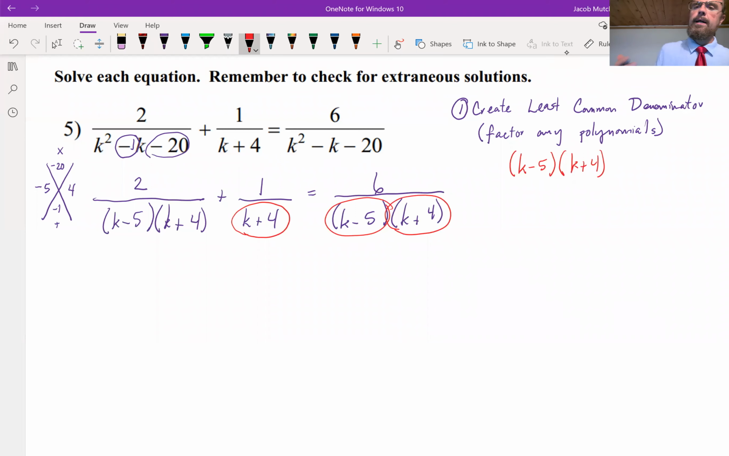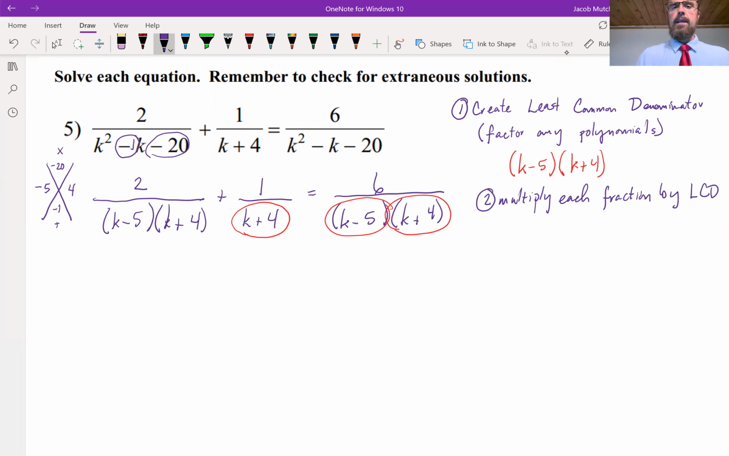Now, once I decide on what my LCD or my least common denominator is, remember that second step, I want to multiply each fraction by the LCD. Multiply each fraction by the LCD. And the goal, again, just as in our first example, is to cancel any denominators so that all I'm left with is numerators. Well, let's make that change. So I've decided what my LCD is. So I'm going to multiply this first fraction by k minus 5 times k plus 4. And again, that fraction's 2 over that same pair of binomials, k minus 5 times k plus 4.